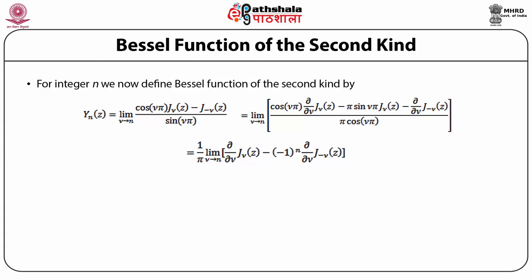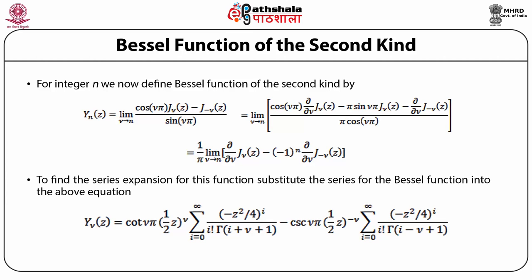On applying L'Hospital's rule for finding the limit, we have Y_ν of z is equal to the limit ν tending to n of [cos νπ times ∂/∂ν J_ν of z minus π sin νπ times J_ν of z minus ∂/∂ν of J_{-ν} of z] divided by π cos of νπ. This gives Y_n of z is equal to 1 by π times the limit ν tending to n, within the brackets, ∂/∂ν J_ν of z minus (-1)^n ∂/∂ν J_{-ν} of z, bracket close.